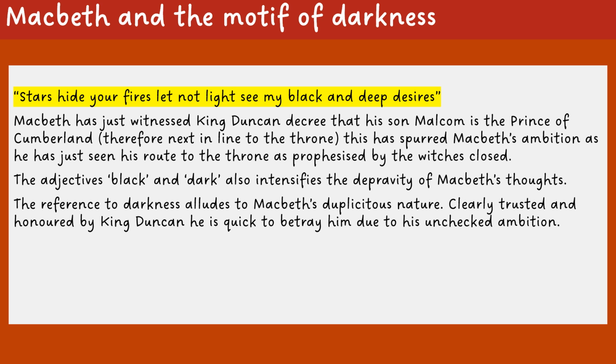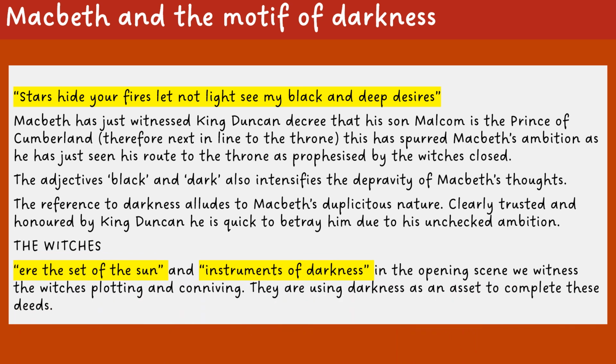And we can also link in the theme of appearance versus reality, because we've got this reference to darkness, which indicates Macbeth's duplicitous nature. Okay, so on the outside, King Duncan trusts him and he's honoured by King Duncan, but we can see that underneath he is so quick to betray him due to his hamartia, his unchecked ambition.